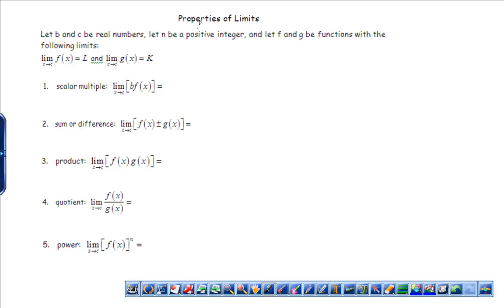Okay, some properties of limits that we need to know. It says let b and c be real numbers, let n be a positive integer, and f and g are functions with the following limits. As x approaches c, your f of x approaches L, and as x approaches c, your g function approaches k. So this is important right here. I'm going to come back to that.